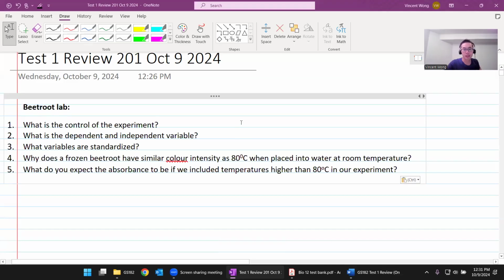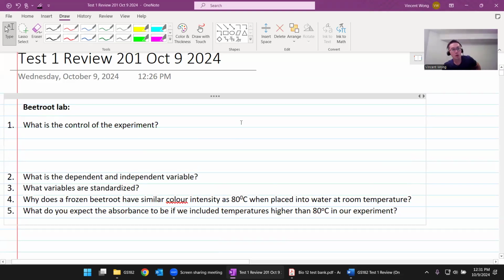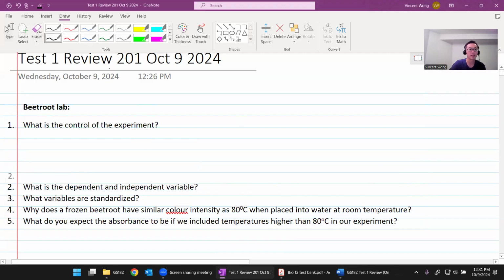All right. What is the control of the experiment? So like in the Beetroot Lab, we examine the effects of temperature on the membrane permeability of the beetroot cells, and we basically put them at different temperatures. And so the control, which is the one that receives no modifications, no treatment, that would be the room temperature beaker.